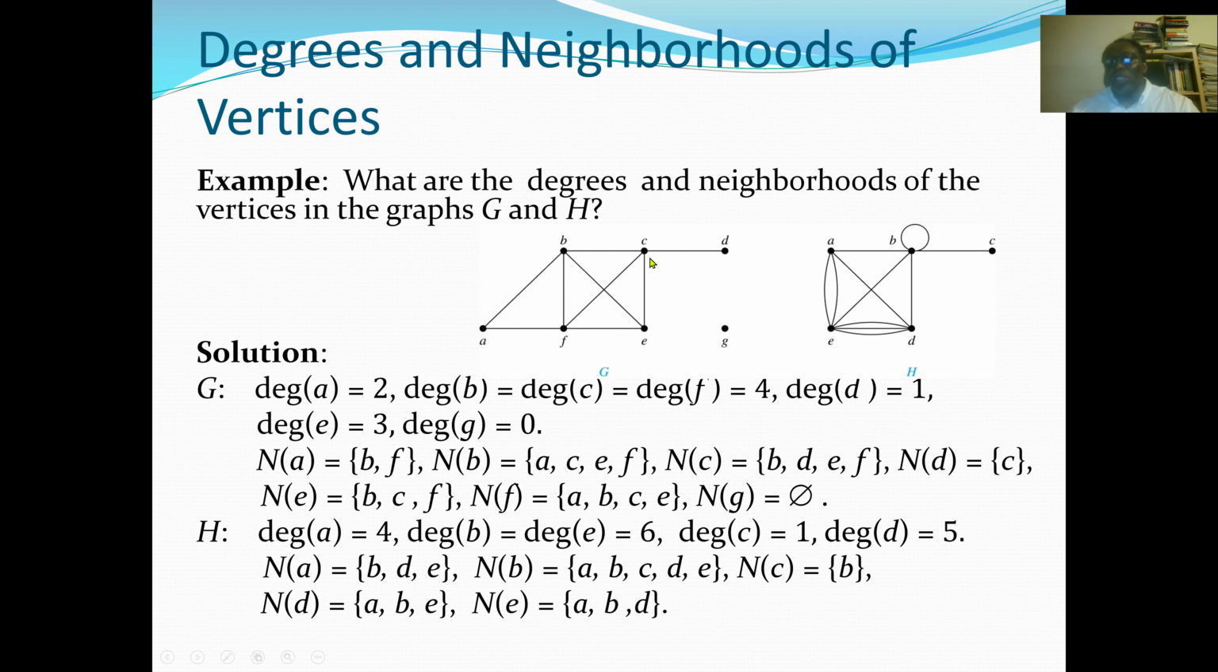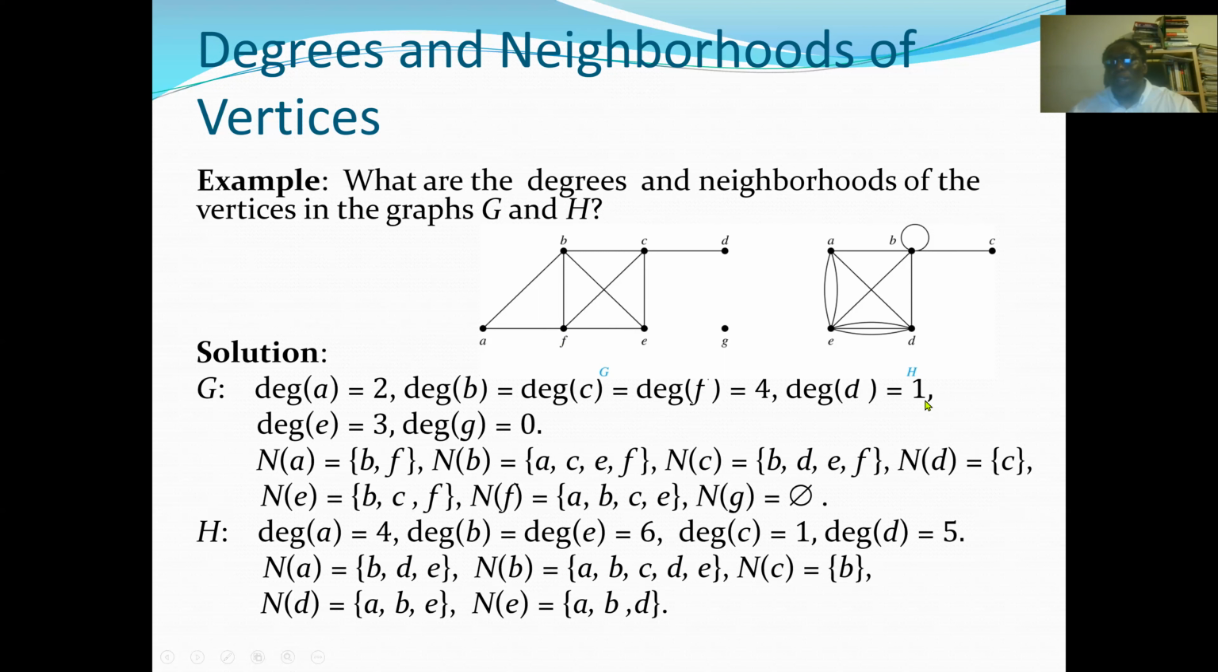We have C to D, C to E, C to B, and C to F. So that's 4 also. And F also is 4. We have F to E, F to A, F to C, F to B. So that's 4. So again, the degree of a vertex in an undirected graph is the number of edges connected to it.